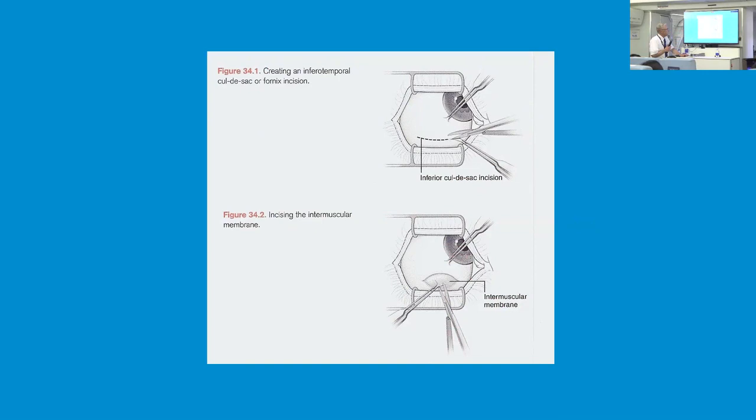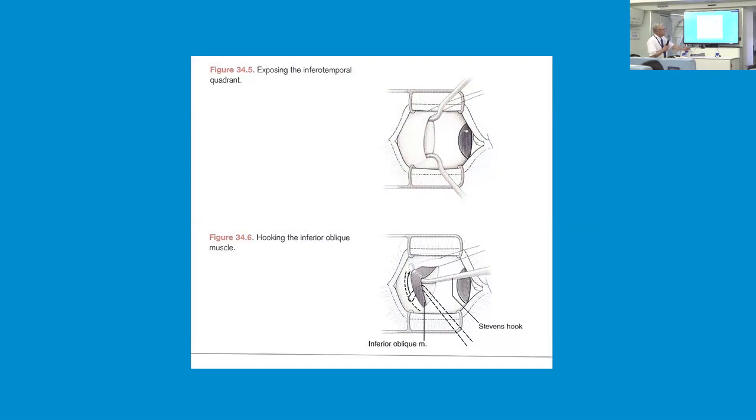Put a hook under the lateral rectus muscle, and then you put another hook inferiorly. You expose the inferior temporal quadrant, and this is what I was trying to show you with a small hook to go along. I like to put the hook down and then turn it out, and then you hook the muscle a little bit easier that way.